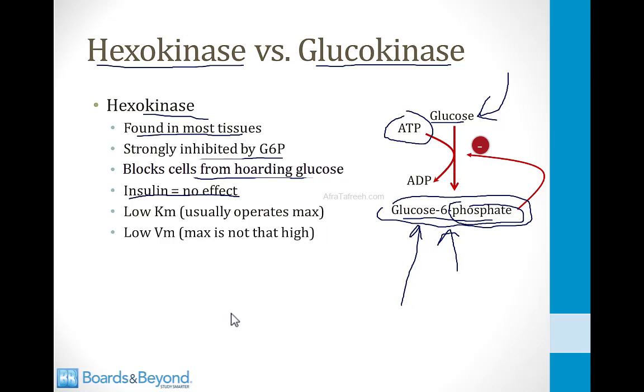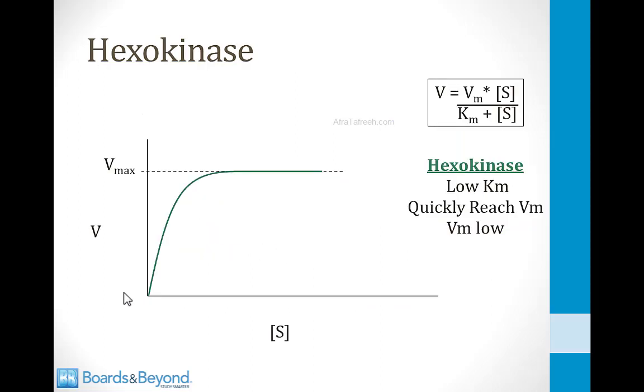And then the enzyme kinetics of hexokinase and glucokinase are different, and you need to understand those differences. So we'll talk about hexokinase first. It has a low Km, and this means it usually operates at the maximum rate. I'll talk about that in a minute. And it has a low Vmax, which means that the maximum rate the enzyme can function is not that high. So to understand the Vmax and the Km, we need to review a little bit of Michaelis-Menten kinetics. I discussed these in more detail in some of the basic pharmacology modules.